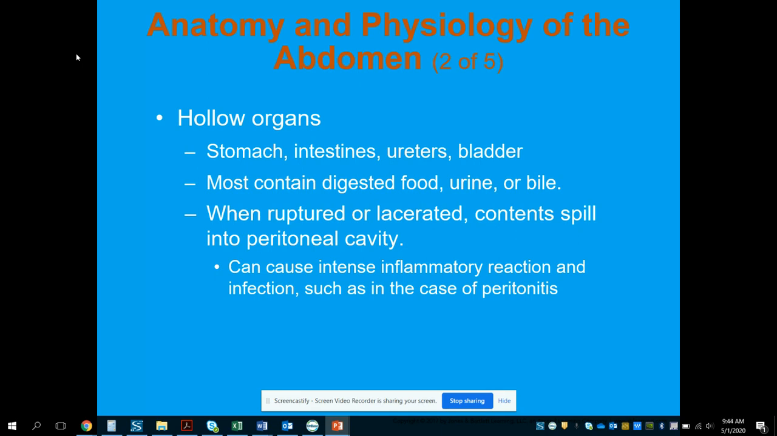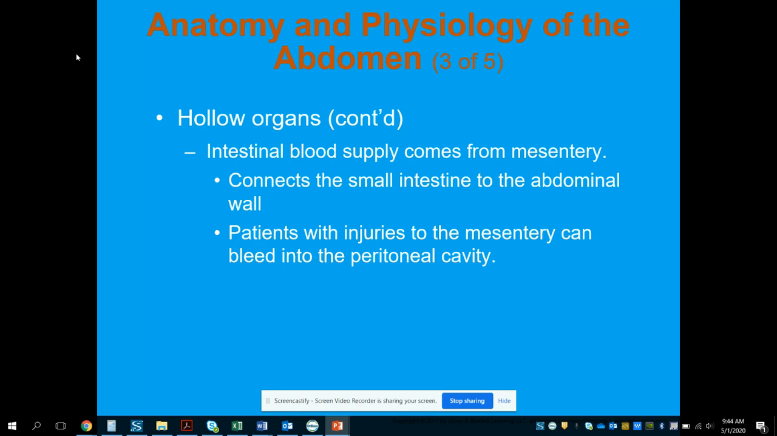So hollow organs like the stomach, the intestines, the ureters, and the bladder, they usually contain something like digested food, urine, or bile. So if they are ruptured or lacerated, those contents can spill out into that peritoneal or abdominal cavities, and it can cause inflammatory reactions and infections like peritonitis there inside of that abdominal lining. So it can be very irritating. So there you're not just thinking about blood loss, but also potential for infection and those contents being present in the abdomen.